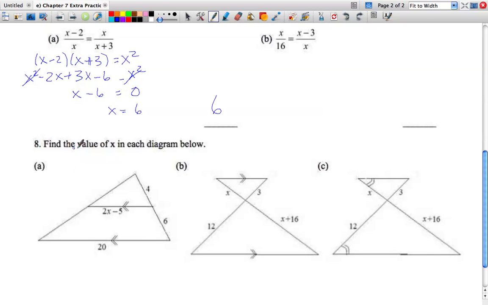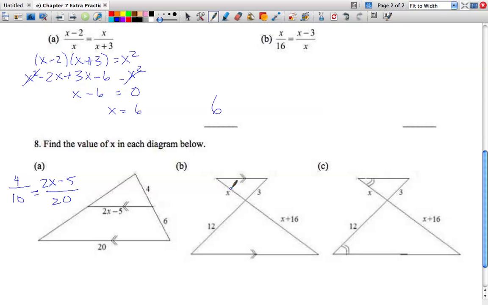Let's set up this one. Find the value of x in each diagram. Well, these two triangles must be similar because of angle-angle similarity. So we know the scale factor is 4 is to 10, which is the same as 2 to 5. So we know that 4, which is the little triangle, is to 10, as the little triangle, 2x minus 5, is to 20. And you can solve that out.